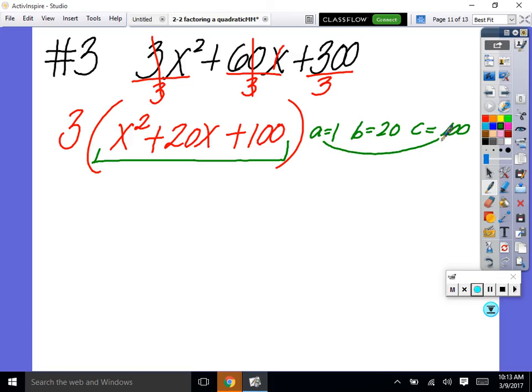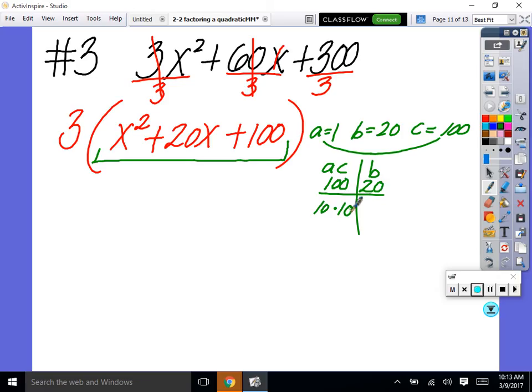What multiplies to be A times C and adds up to be B? What multiplies to be 1 times 100, which is 100, and adds up to be 20? Let's think of this one right off the bat without listing out all of them, because 100 has quite a few factors. Can anyone see? 10 and 10. So smart. 10 times 10. Aren't those going to be the ones that add up to be 20?